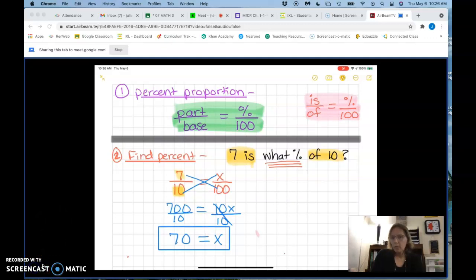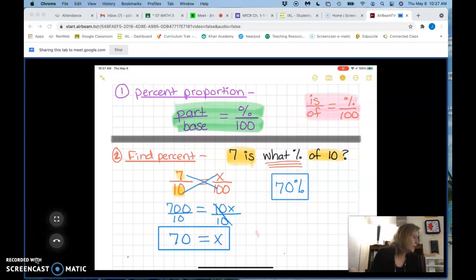Okay, I don't know why I stopped recording, but I did, so I don't know what you missed. Sorry. But anyway, we set up the proportion, we cross-multiplied, and 700 divided by 10 equals 70. So 7 is 70% of 10. And that's our final answer.